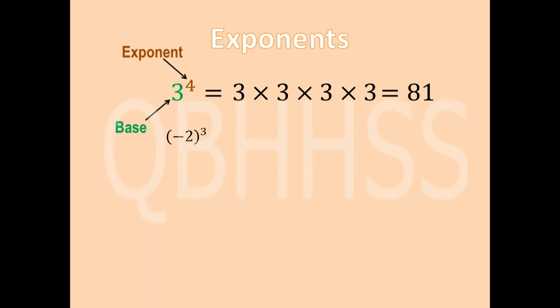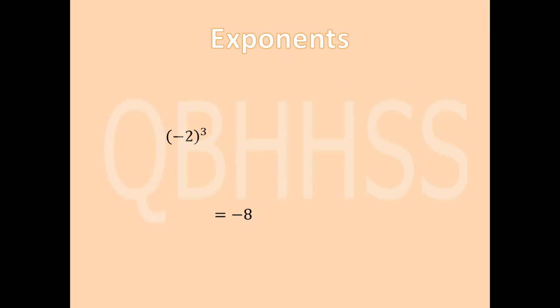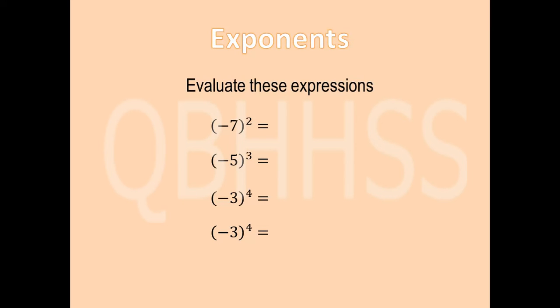Next, let's look at a power of negative numbers, like negative 2 to the third power. That means we are multiplying negative 2 by negative 2 by negative 2. Multiplying the first two gives us positive 4 times negative 2, and by simplifying these two terms we have negative 8. So negative 2 to the third power equals negative 8. Next, try evaluating a few more powers of negative numbers.